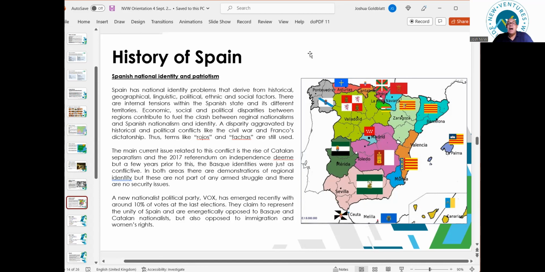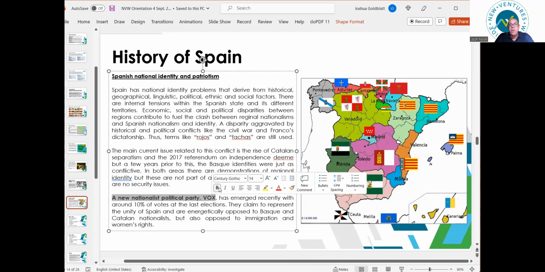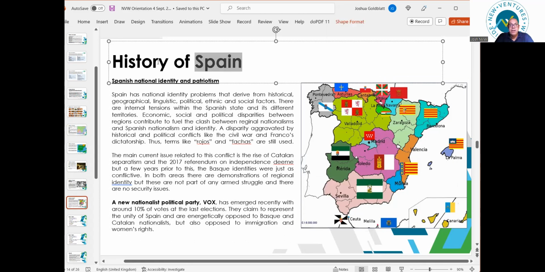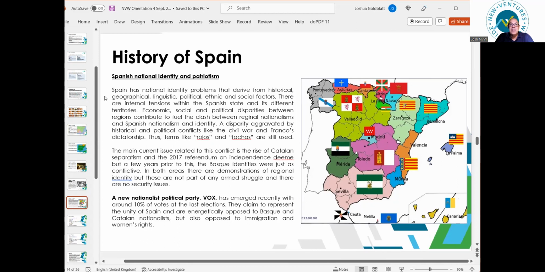And right now, there's not very much political conflict. Okay, there's a right-wing party called Vox, which we can see down here, which is very right-wing, anti-immigration, anti-feminist, anti-communist, anti-everything. And they say, we want Spain to be united. Okay, so they oppose the Catalonians and they oppose the Basques.